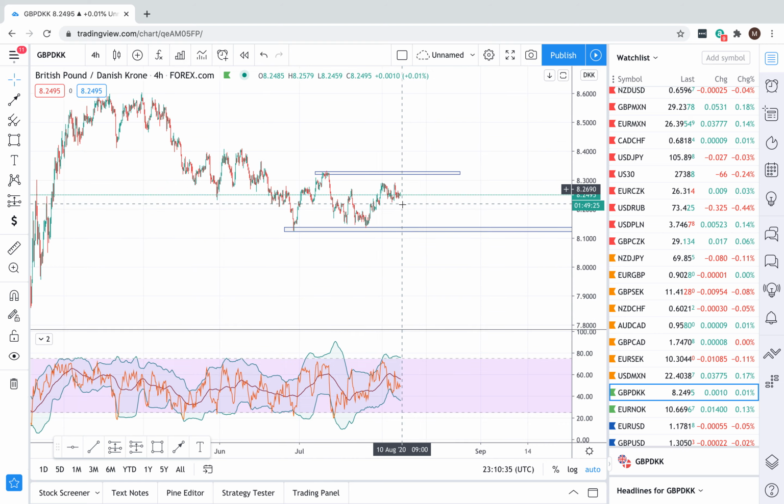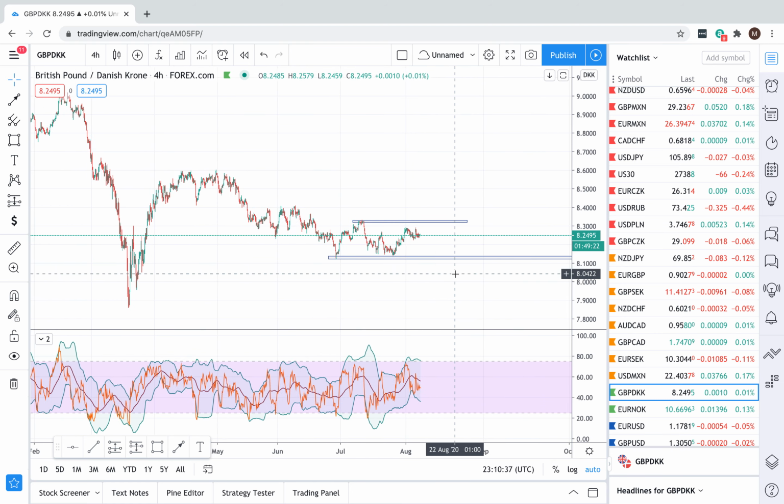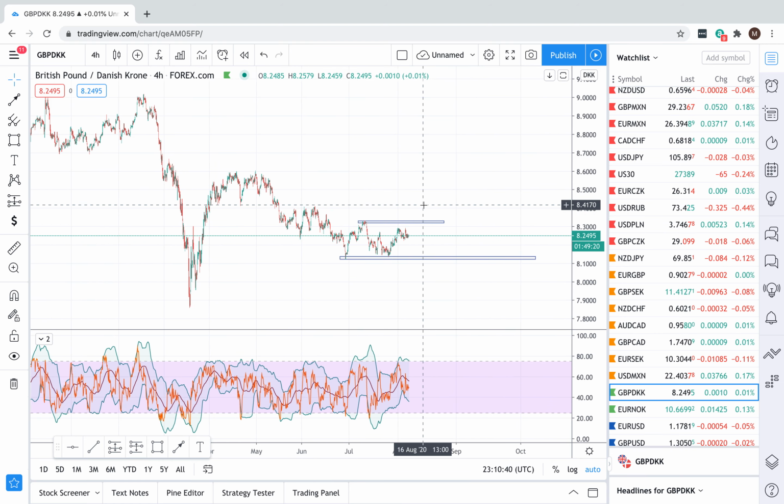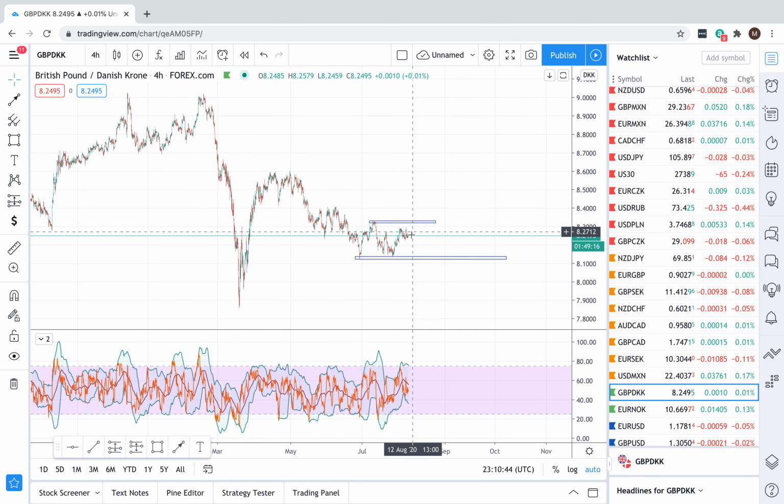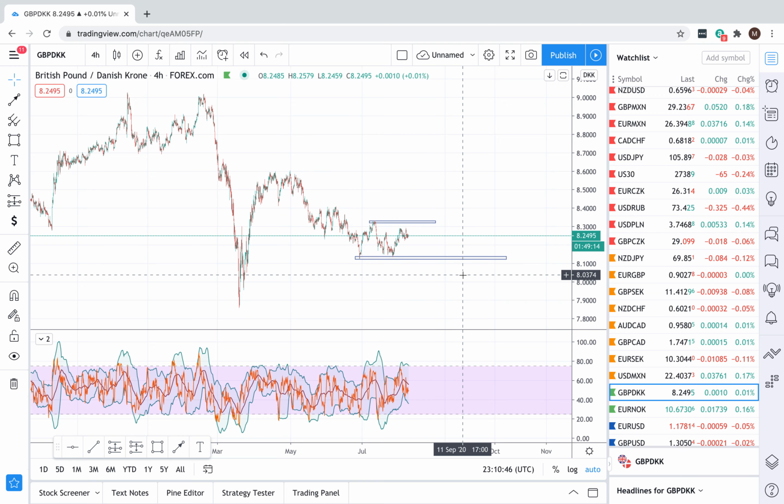I would wait for price to break this level and retest to go in short, or break this level and another key level to go in long if price goes on the upside and breaks this level.